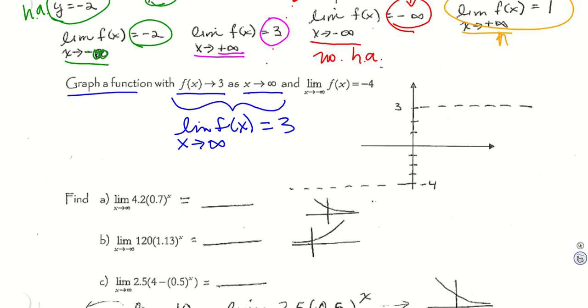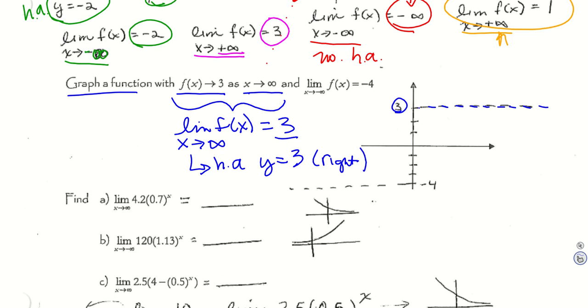Right? And if my limit is 3, which is a constant, then that means that I have a horizontal asymptote of y equals 3 on the right side. So you can see that at 3, I have drawn in a horizontal asymptote to the right.